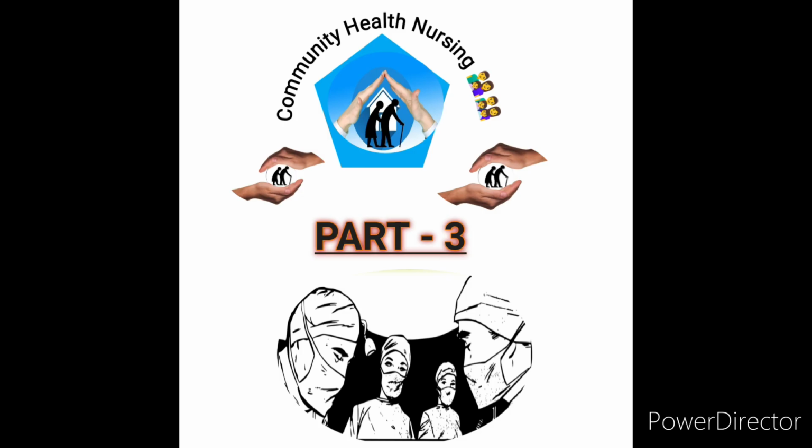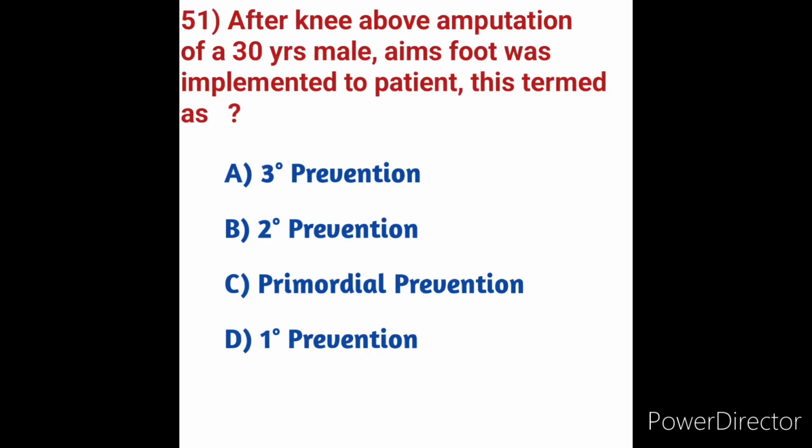Today we are going to discuss community health nursing, part 3, from question number 51. After an above-knee amputation of a 30-year-old male, an Ames foot was implanted for the patient. This is termed as, meaning this is called as, which of these? Option A, tertiary prevention. Option B, secondary prevention. Option C, primordial prevention. Option D, primary prevention.